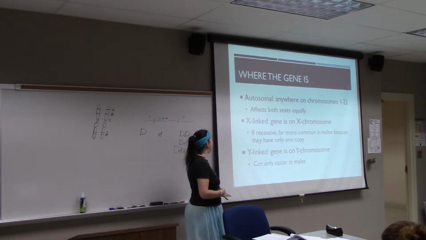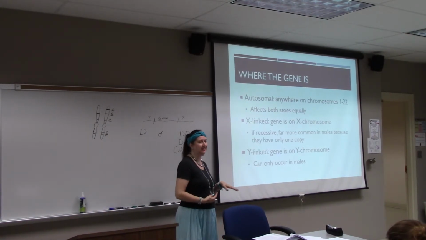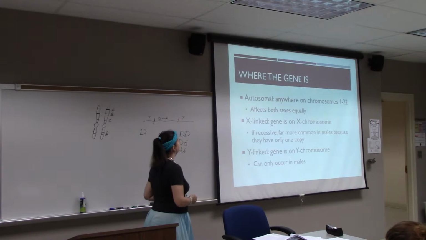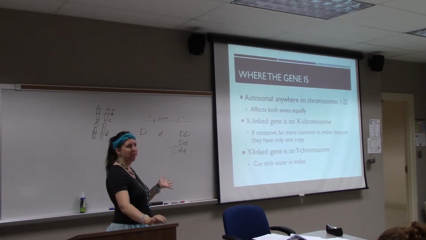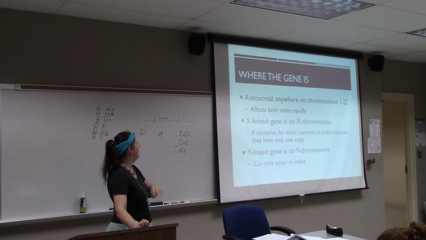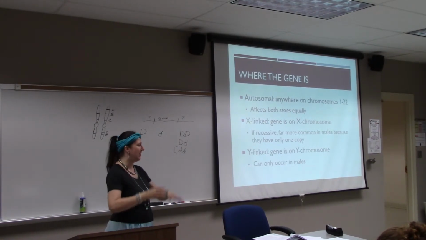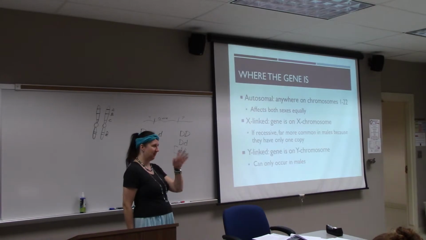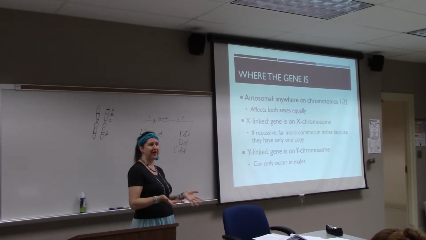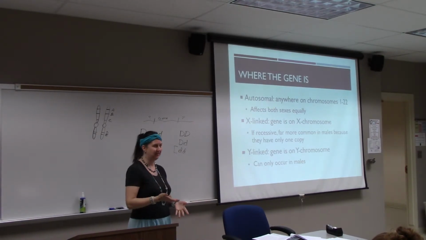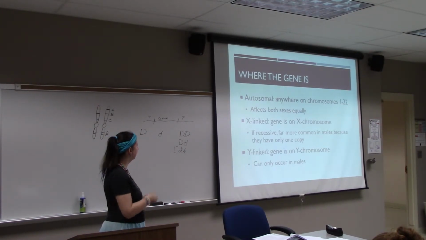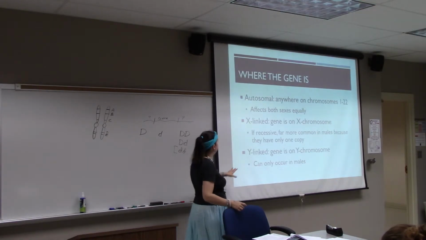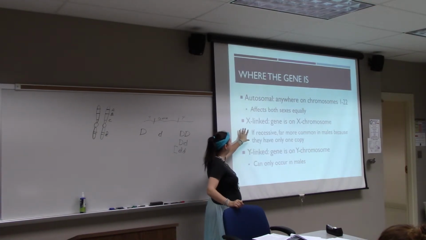To add to that, where the gene is affects the pattern of inheritance. An autosomal gene is anywhere on chromosomes 1 through 22, and that means you get all of that from both parents, and so both sexes are affected equally by the trait, or it is found equally in both sexes. An X-linked gene or X-linked trait is found on the X chromosome.